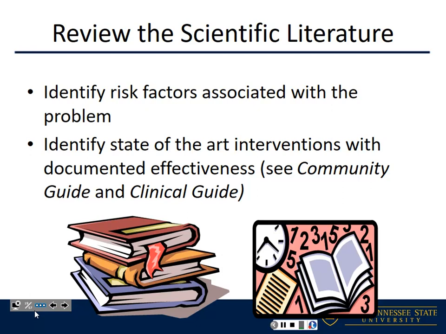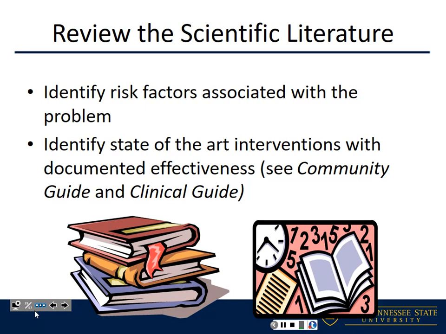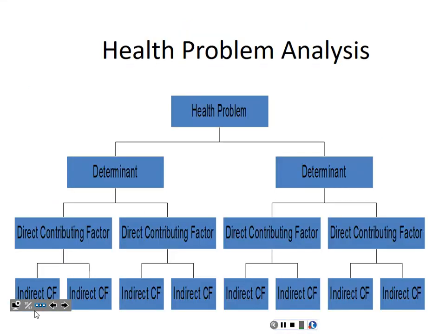They do a very nice job of summarizing the evidence related to different interventions for different problems. So when you are doing your project, there is really no need to reinvent the wheel. Chances are there have been evidence-based interventions addressing your identified problem. Now, you might need to tweak them, adapt them for your specific population, but you may not need to start from scratch. So again, there are two purposes for conducting the scientific literature review: identifying evidence-based interventions addressing your problem, and identifying the risk factors influencing your health problem.